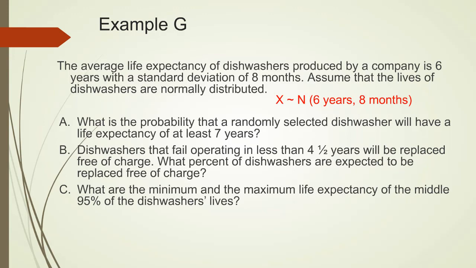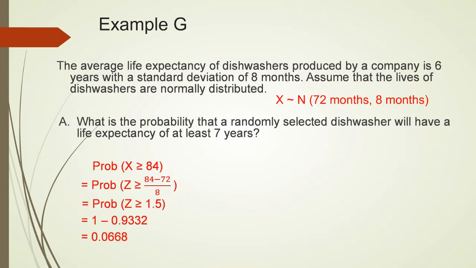This one is a story problem using the normal distributions. We know that the lives of dishwashers are normally distributed with mean 6 years and standard deviation of 8 months. First, we convert everything to number of months, so 6 years is 72 months. I write X follows a normal distribution with mean 72 and standard deviation 8.